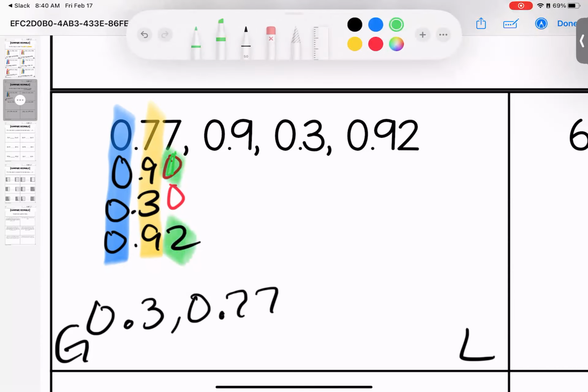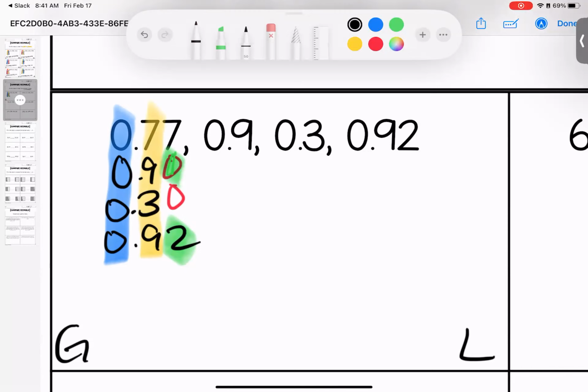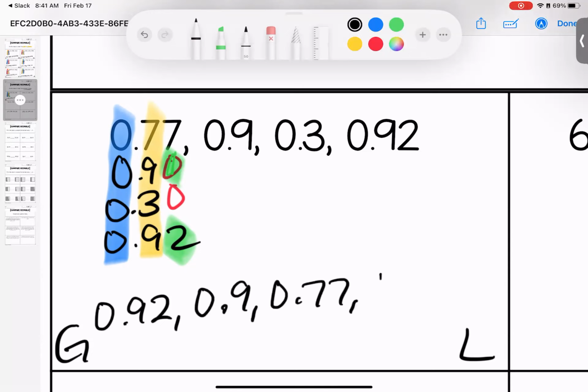And I have 9, 2. Now I know that 9 tenths is smaller. Whoa, I am writing these backwards. One minute. Let's try this again. 92 hundredths is greater than 9 tenths, is greater than 77 hundredths, is greater than 3 tenths. There we go. Now we're in order greatest to least.